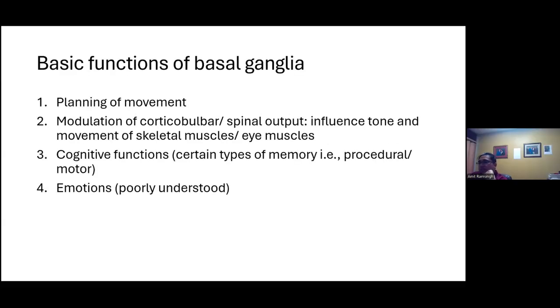In terms of the basic functions, it's involved in the planning of movement, the modulation of the corticobulbar as well as spinal output, and it influences the tone and movement of the skeletal as well as the eye muscles. It also has cognitive functions in certain types of memory, such as motor-type memory like procedural memory, and there's a poorly understood function with respect to emotions.